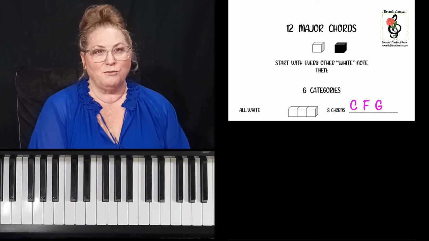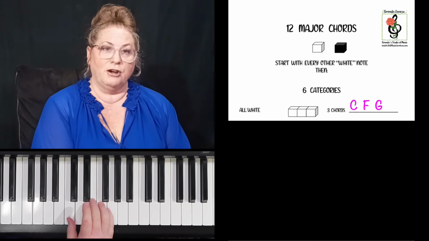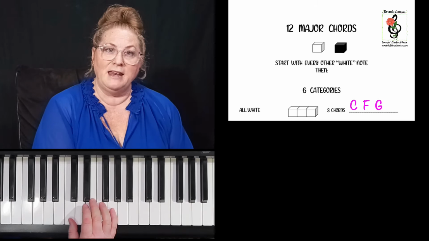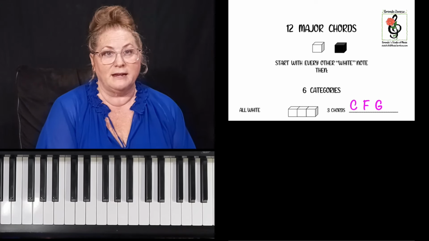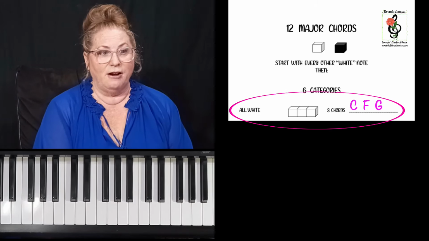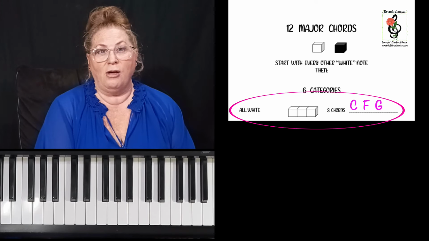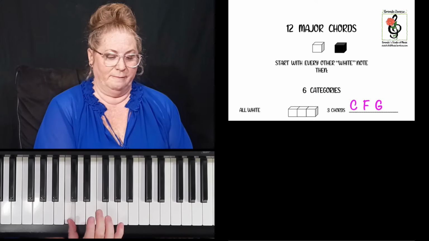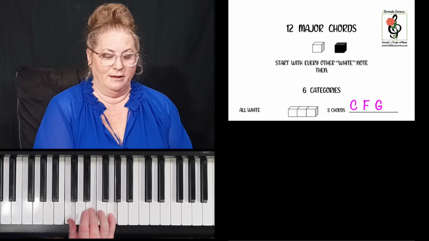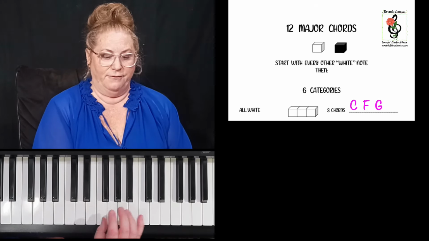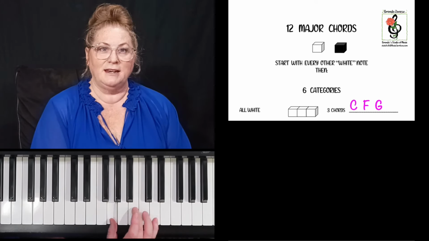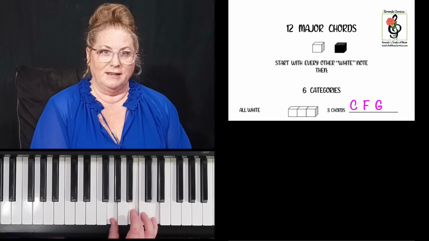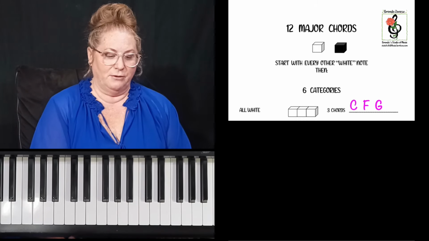So you just want to find those three main chords that are all white. You go every other white note starting on the name, C, F, and G. So the only thing you really need to remember is C, F, and G are the three chords in the all white note family. C, go up to F, C, D, E, F, and then up one step to G and make a G chord. So go ahead and try and play those three chords.